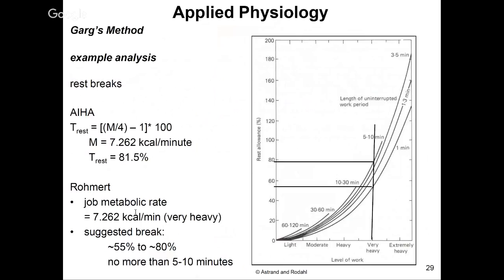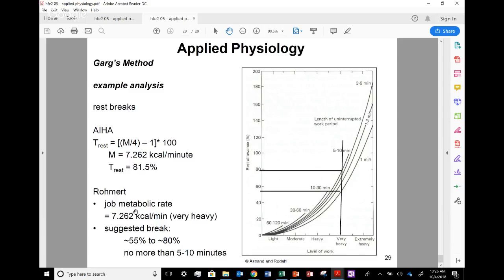What's the correct uninterrupted work? So you can do that work for 5 to 10 minutes, and then you need to take a break for 55 to 80% of that hour time. Okay. All right. Thanks, guys.